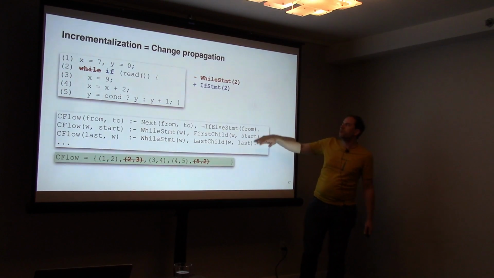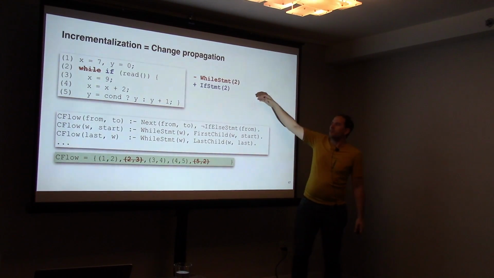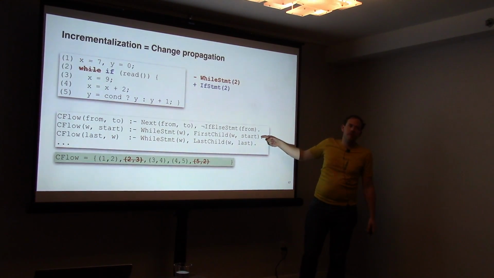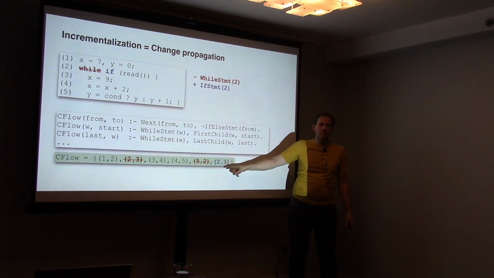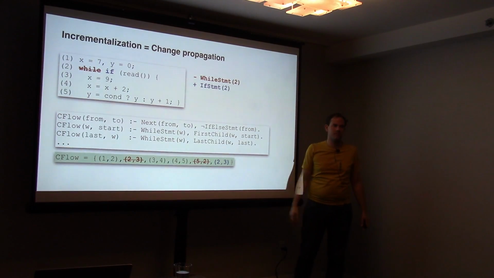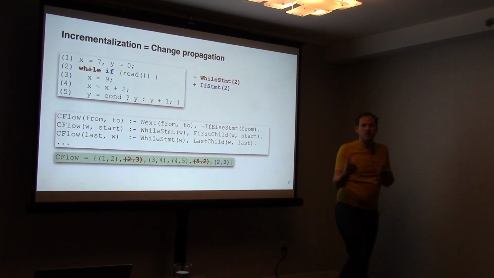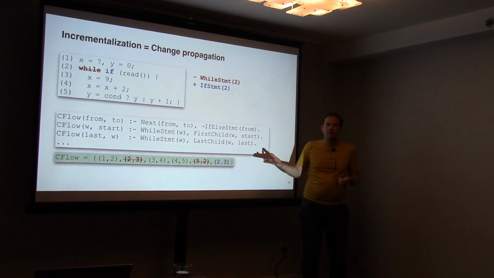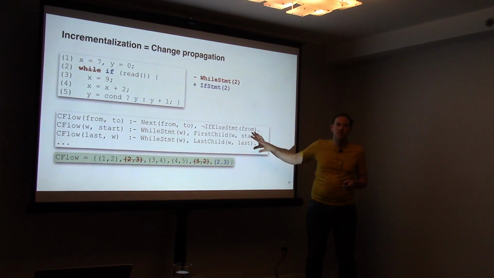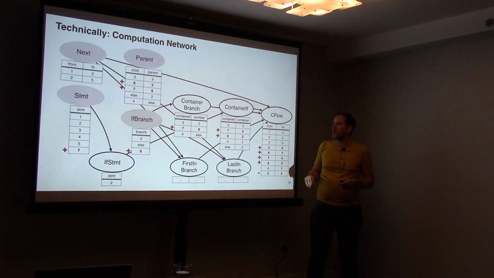And I haven't shown the rule for if statements, but they're basically like the first one of while statements. So we're going to reinsert the edge 2, 3, but now for a different reason, because 2 is an if statement. In this way, you can do incremental updates. You write down these rules, we do incremental updates. Okay, this is a really nice small toy example.